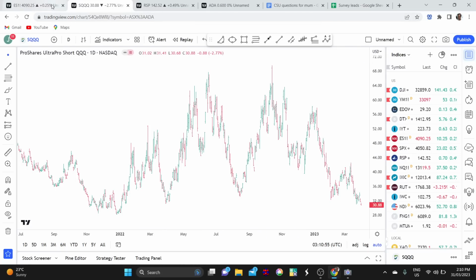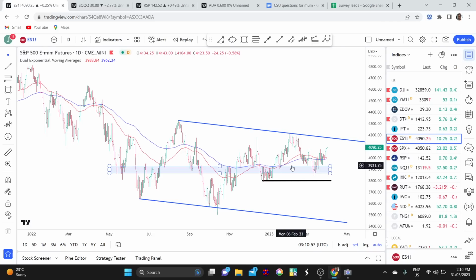I think the play here is still being cautiously long, and I think that's been the play since we had this key reversal back in October, which if you've been watching for a while, you'd remember I spoke about. It's been the play, and it continues to be the play. We've got key support at 3,900, which has been holding. Below that, 3,800 is a key level, being the December low. Whilst they're in place, I think the play is to cautiously take the upside.